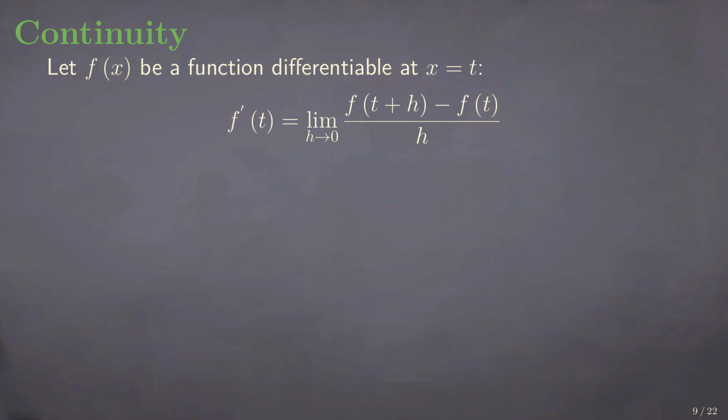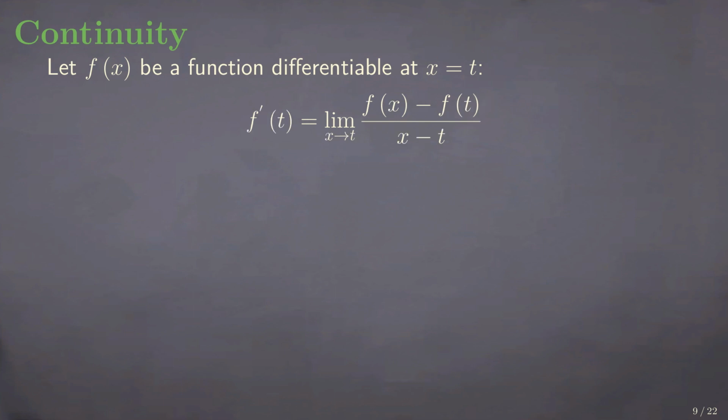So more precisely, now suppose that f(x) is a function that is differentiable at x equal t. This means that the limit of (f(t + h) minus f(t)) over h when h tends to 0 exists, and we denote it by f prime of t. Well, when h tends to 0, that quotient should tend to f prime of t. It means that when h tends to 0, intuitively we must have that f(t + h) tends to f(t) too. And let's see why this is actually true.